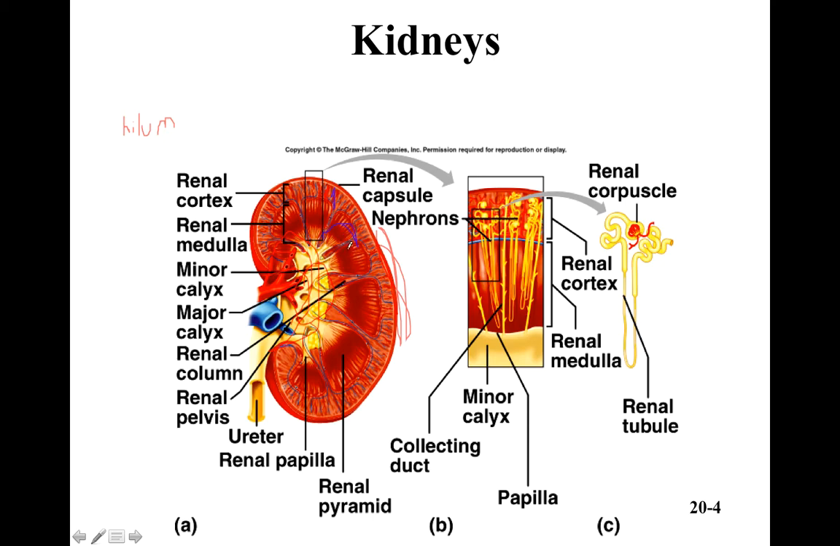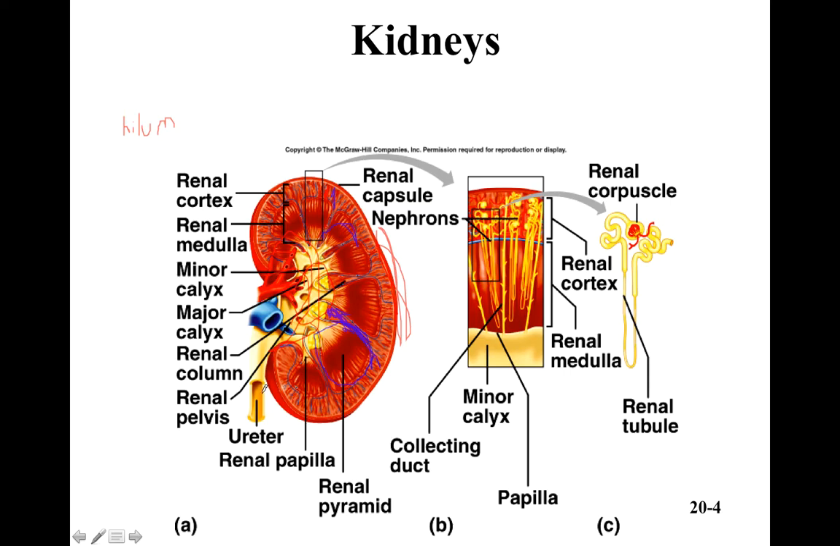So let's start with the medulla. The medulla has these pyramids. So this is a pyramid. And then the cortex, which is surrounding the pyramids, also dives down between them to form these renal columns. So the renal columns are part of the cortex, and they just take up that space between the pyramids.